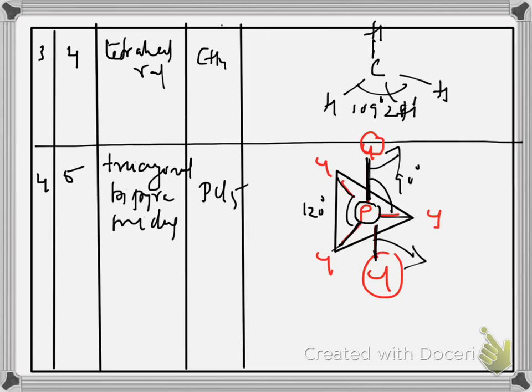How many angles are there with 90? This is 90. This is 90. This is also 90. 3 bonds. In the same way, other 3 bonds can be expected from the bottom. So totally 6 bonds are there with 90. And this bond angle is 180. Cl, P, Cl, that is 180. That is another possibility.